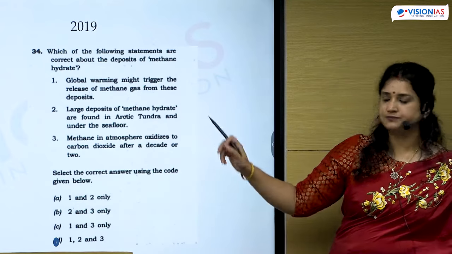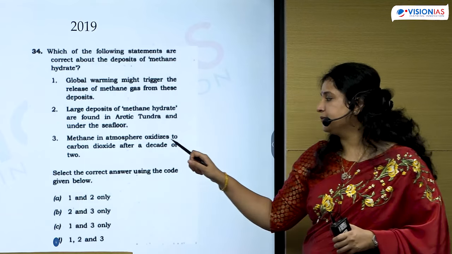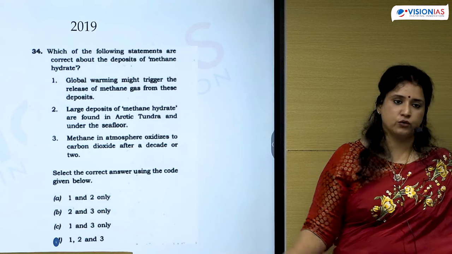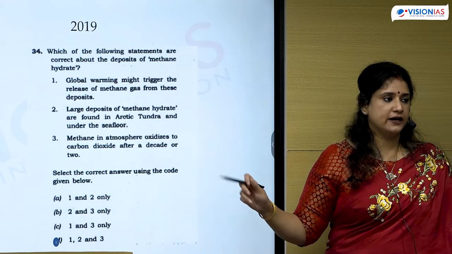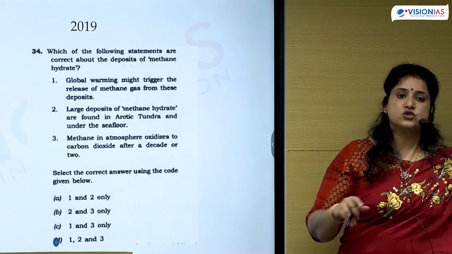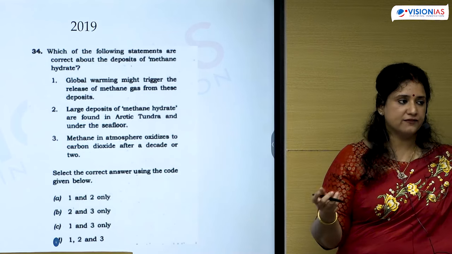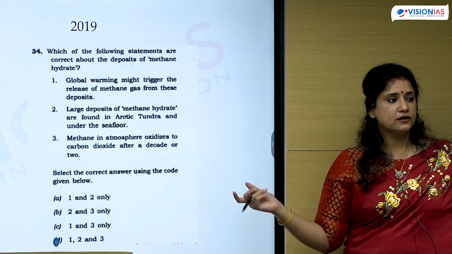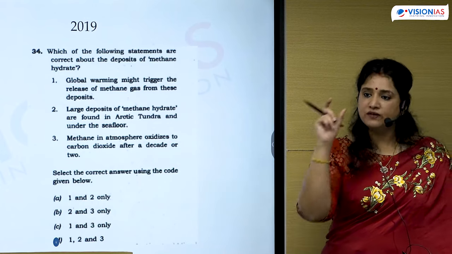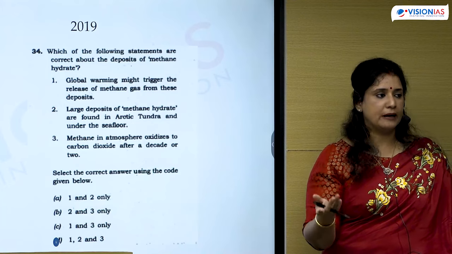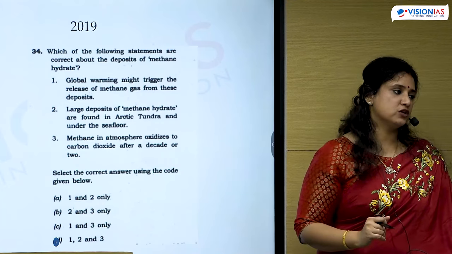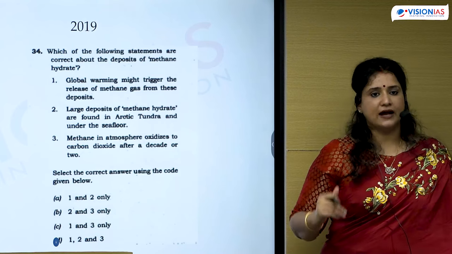This is correct. Okay, methane in the atmosphere oxidizes to carbon dioxide after a decade or two. What is a life? All these gases have a specific life. Carbon dioxide stays for the longest time, then methane, then other greenhouse gases. You will get to learn in the course of your preparation. Everybody teaches what is the global warming potential of these gases and what is the life of these.